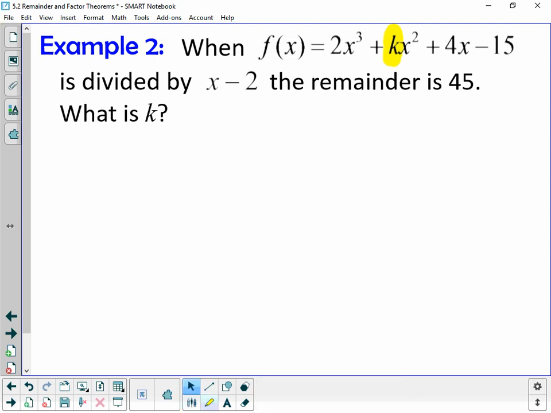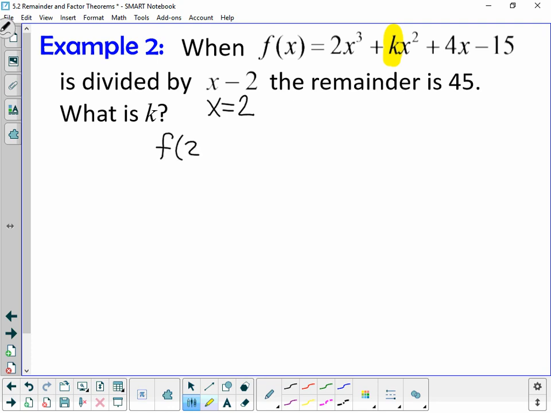So if we were wanting to solve this problem and figure out what k is, the remainder theorem might help us, because we would remember that if we substitute 2 into the equation, we should get an answer that is equal to the remainder 45. If we put 2 into the function, the answer should be the same as the remainder, 45. So let's go ahead and put 2 into the function.